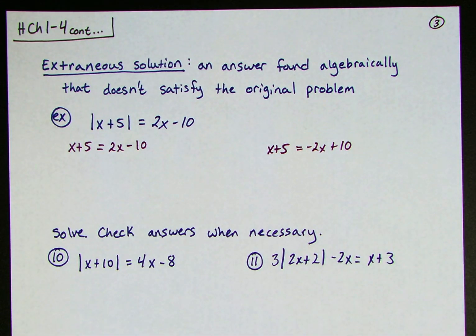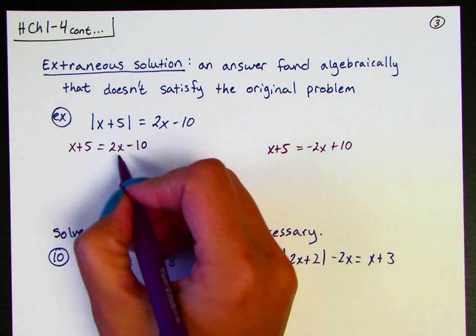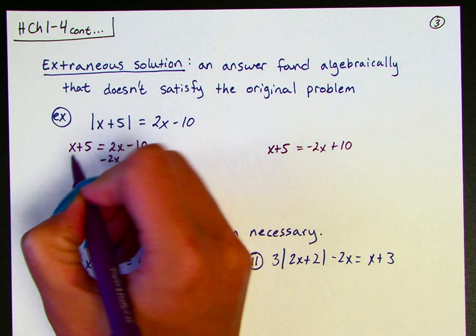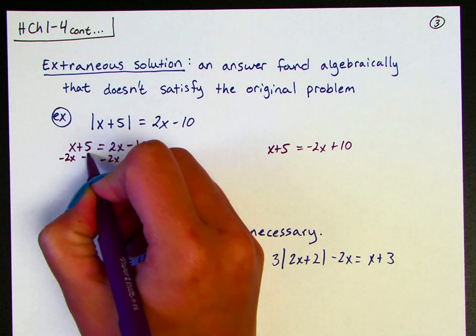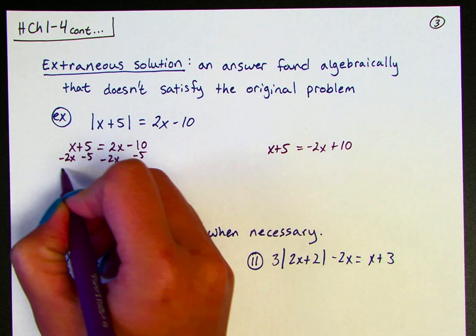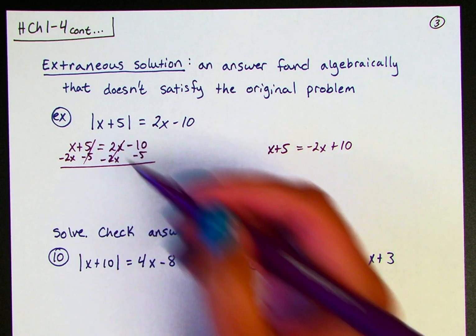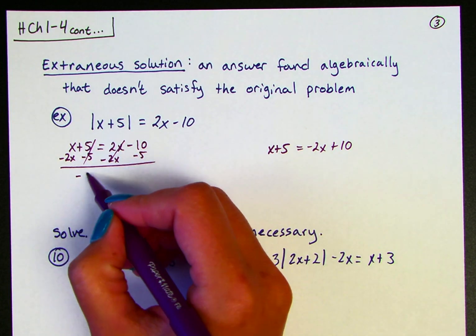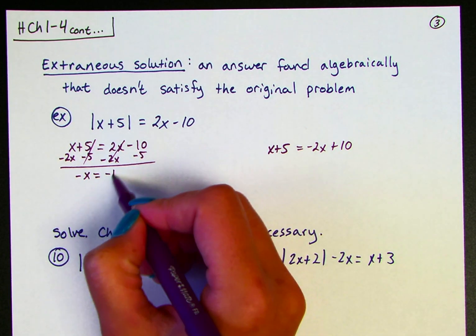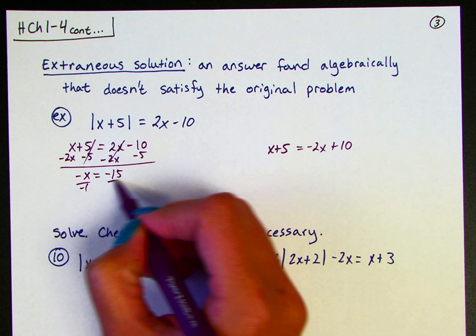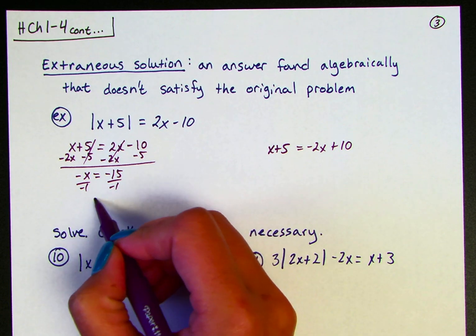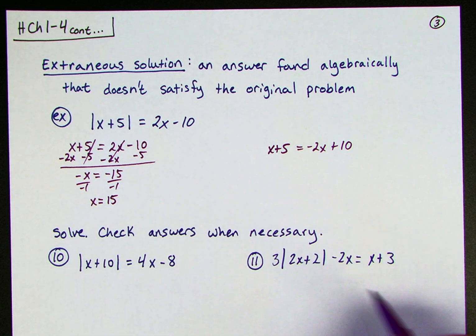Okay. And now we're just solving each part. So I'm going to choose to subtract the 2x over, and then at the same time I'm also going to minus the 5. So if you need to do that in 2 steps, that's fine. So this will give me negative x equals negative 15, and then I'm dividing both sides by negative 1. So x will equal positive 15.